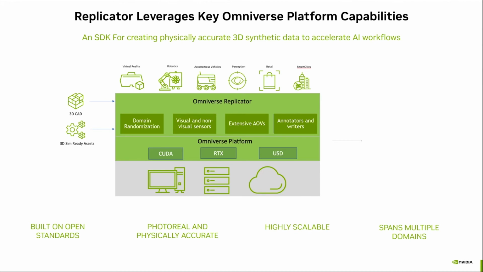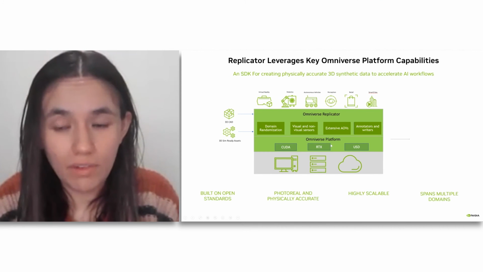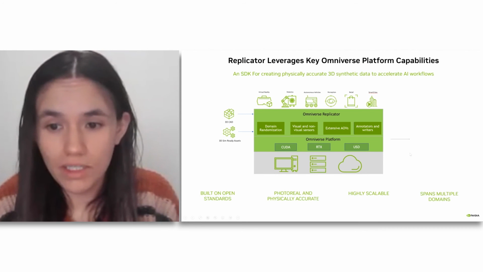It is highly scalable. So for instance, if you want to deploy multiple containers on the cloud, you can generate like 1 million frames quickly. I think we had an experiment where we generated over 1 million frames for a warehouse in under half an hour. And it spans multiple domains. Given the flexibility of bringing in assets from multiple tools, we now can generate synthetic data for all of those applications.